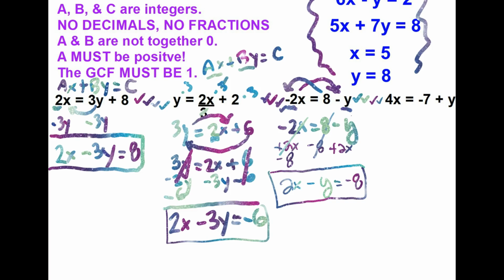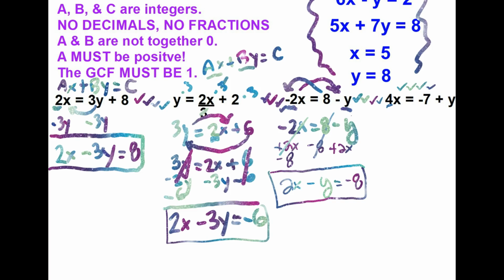All right, let's look at the next one. And I'm going to have to write my checks at the top. AX plus BY equals C. So no decimals, no fractions. Check. A, B, and C are integers. Oh, yeah, duh. A must be positive. A is positive. Greatest common factor between 4, -7, and 1 is 1.